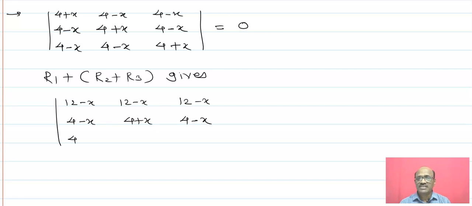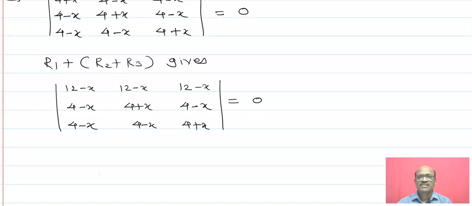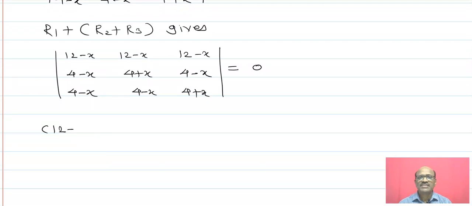Second row is 4 minus x, 4 plus x and 4 minus x. Third row is 4 minus x, 4 minus x and 4 plus x. That is equal to 0. Now take 12 minus x common from the first row. Then we get 1, 1, 1 in the first row.